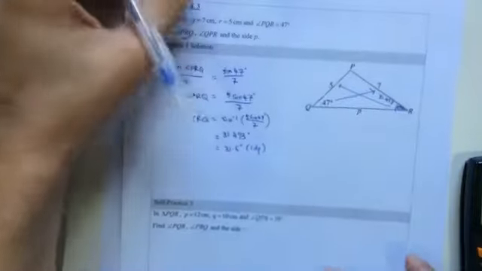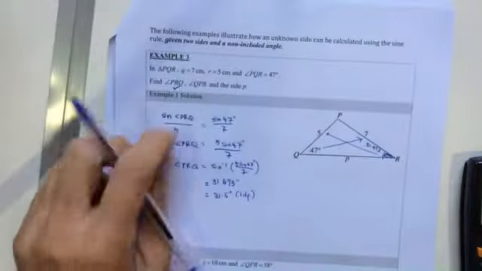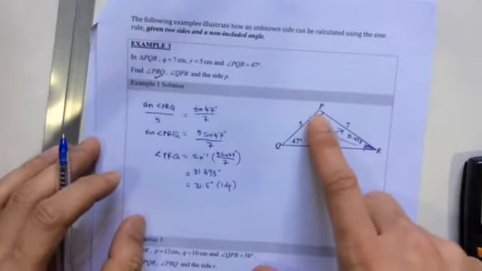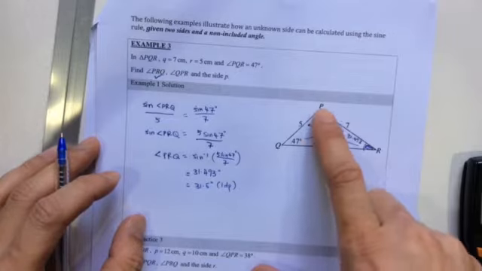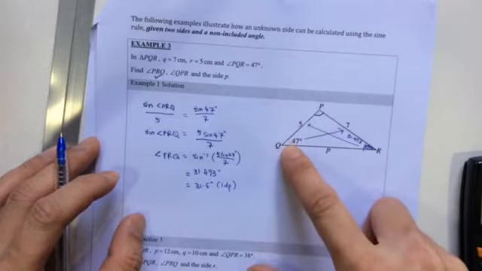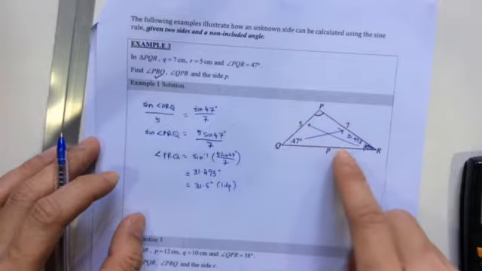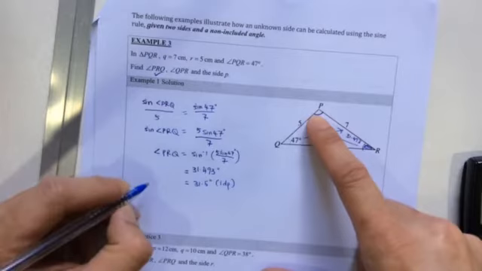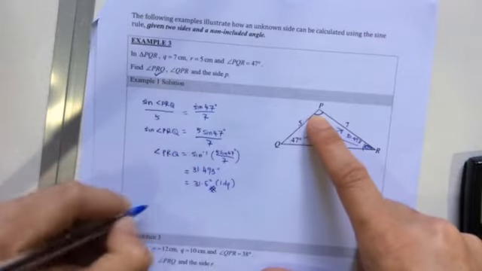Okay, so that's for the first question, unknown. The second unknown, QPR, which is here, we can use angle sum of triangle. So the sum of all angles in the triangle is 180 degrees minus 47 degrees minus the 31.493, and you will get the second answer. So this is the first answer.